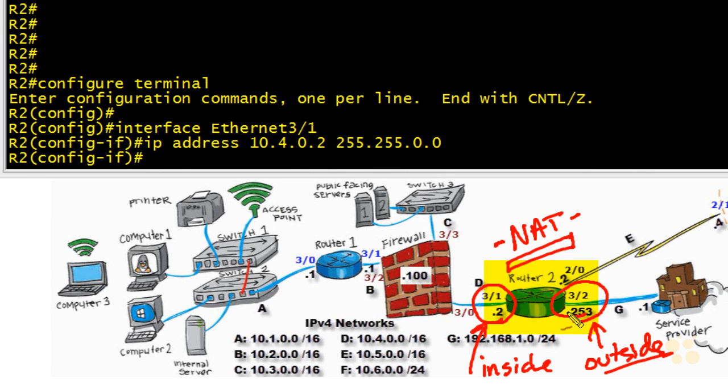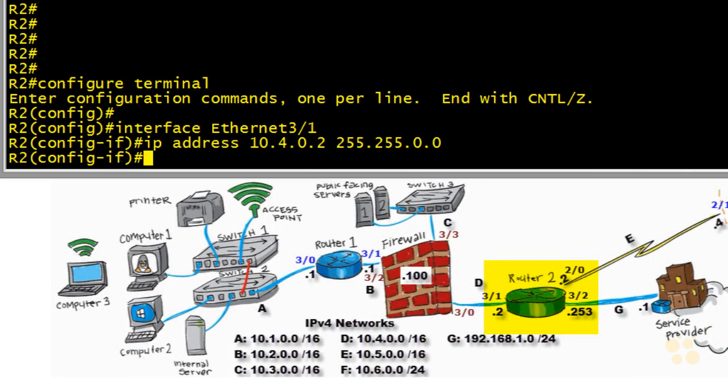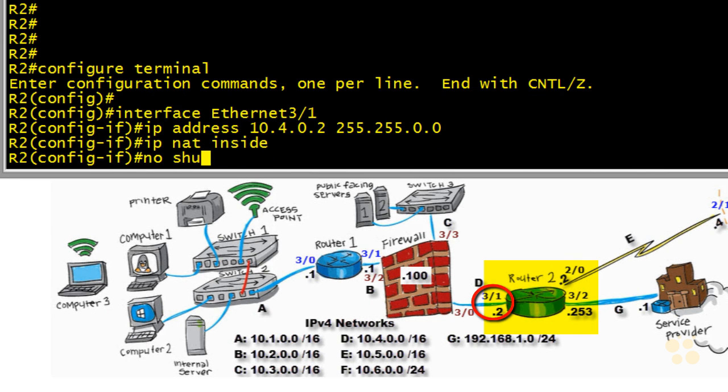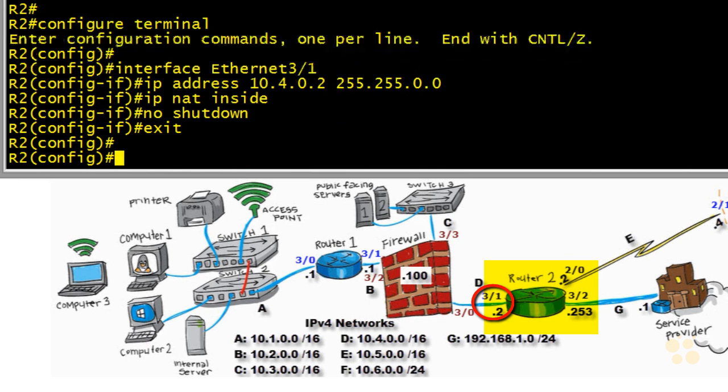So if there's a rule in place that says traffic coming from the inside that's going to the outside, as long as it matches certain parameters, let's go ahead and do network address translation. These ip nat inside and ip nat outside commands allow the router to know which interfaces are inside and which are outside. So here in interface config for 3/1 on router 2, I'm going to use the command ip nat inside. We'll bring the interface up with no shutdown, and then exit interface configuration mode.